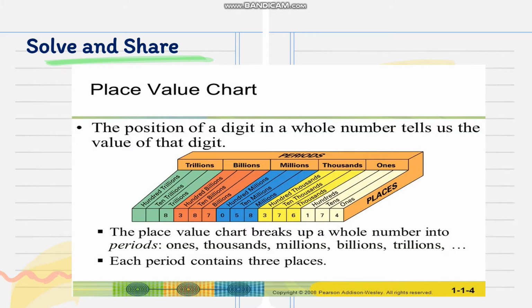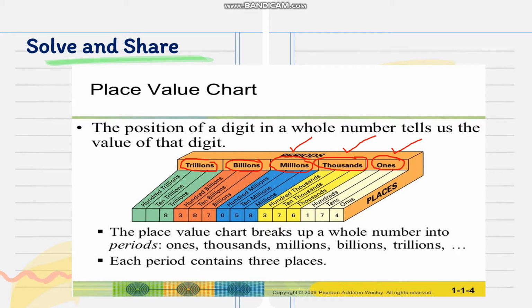Look at this place value chart. The position of a digit in a whole number tells us the value of that digit. So the place value chart breaks up a whole number into periods. So this is what we call the periods. We have ones period, thousands period, millions period, billions period, and trillions period. But on your grade level, we just focus on the ones period, thousands period, and millions period. Okay? Then each period contains 3 places.